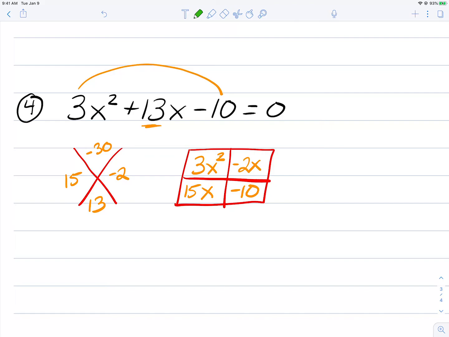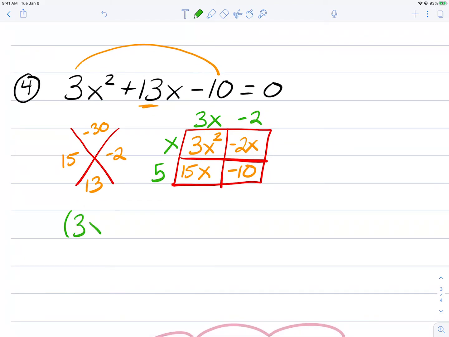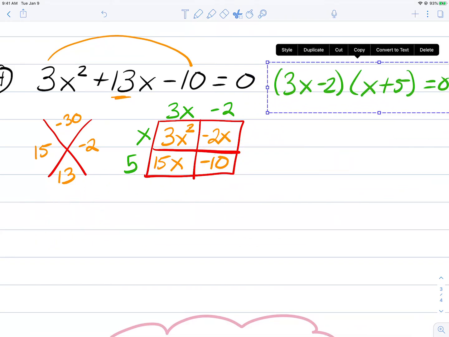So the GCF of the first column, the 3x squared and the 15x, is 3x. They are both multiples of 3, and they have an x. The second column, the negative 2x and the negative 10, have a negative 2 in common. The first row has only an x in common because 3 and negative 2 do not have a common divisor other than 1. And negative 10x and 15x have a 5 in common, which means my factored answer is 3x minus 2 times x plus 5, and it still equals 0. Okay, I'm going to move this over here because I'm going to need some space.